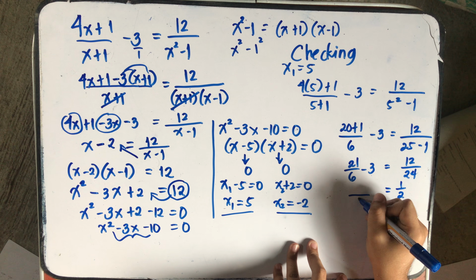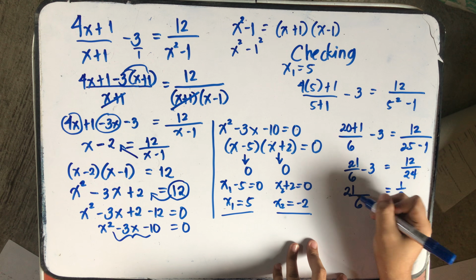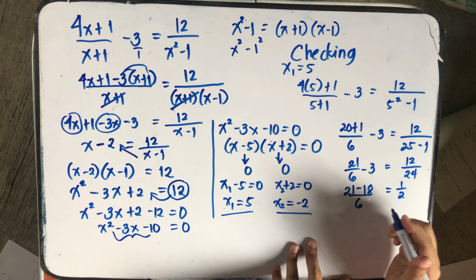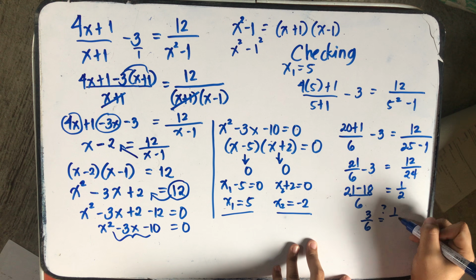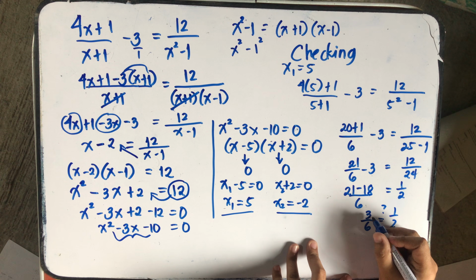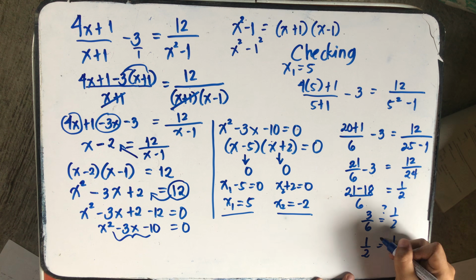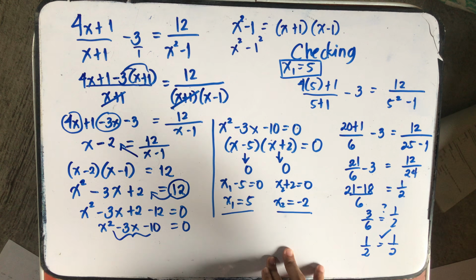12 over 24 is just equal to 1 half. Therefore, 6 is the LCD. That is 21. Negative 3 minus 6 is negative 18. 21 minus 18 is 3 over 6. Is this equal to 1 half? 3 over 6 in lowest terms is 1 half. Therefore, 1 half is equal to 1 half, and x is equal to 5 is a solution.